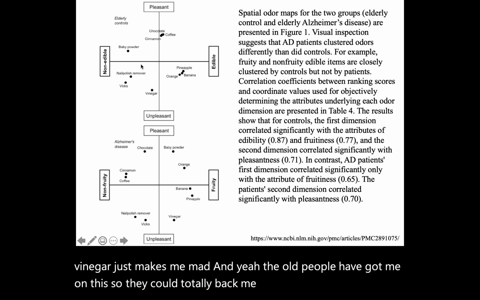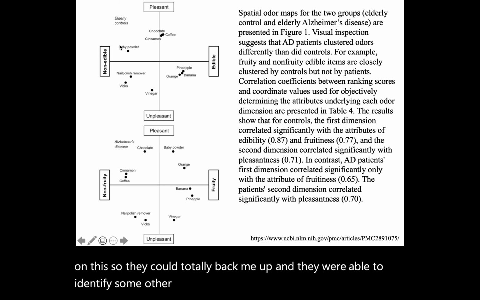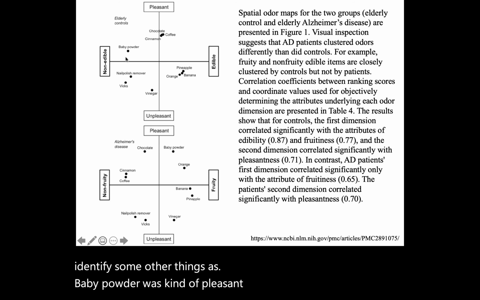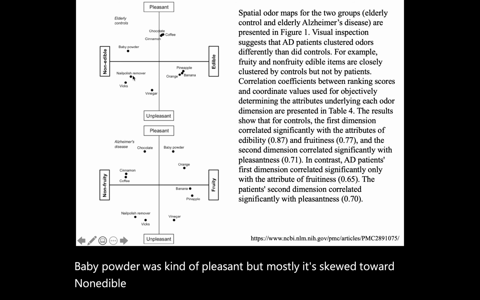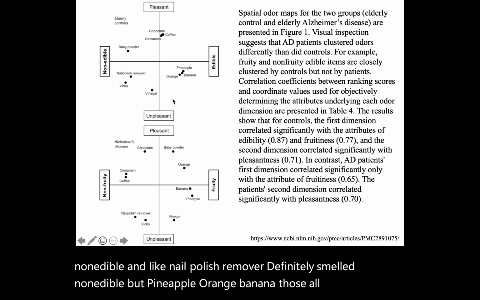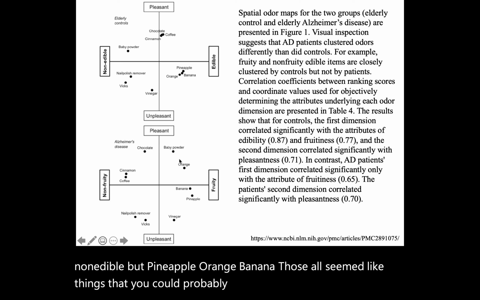And they were able to identify some other things. Baby powder was kind of pleasant, but mostly it's skewed toward non-edible. And nail polish remover definitely smelled non-edible, but pineapple, orange, banana, those all seemed like things that you could probably eat. Yeah, based on the smell, yeah.